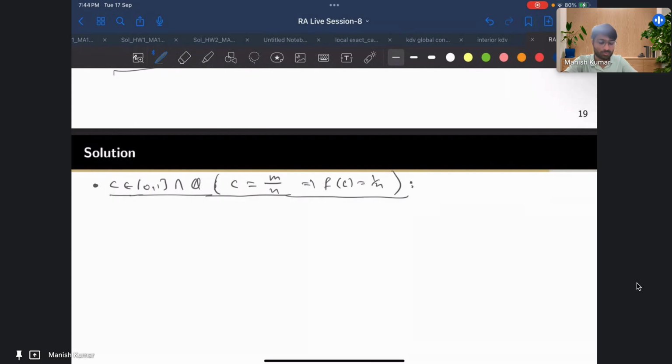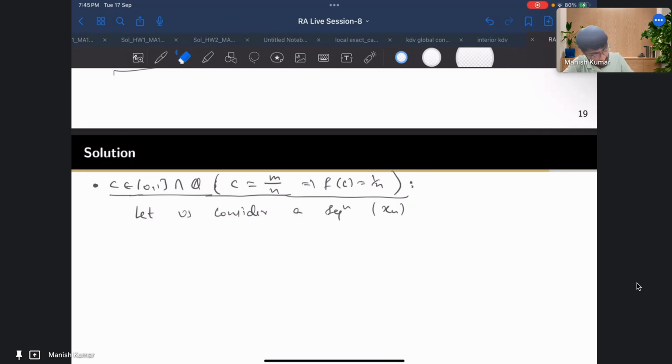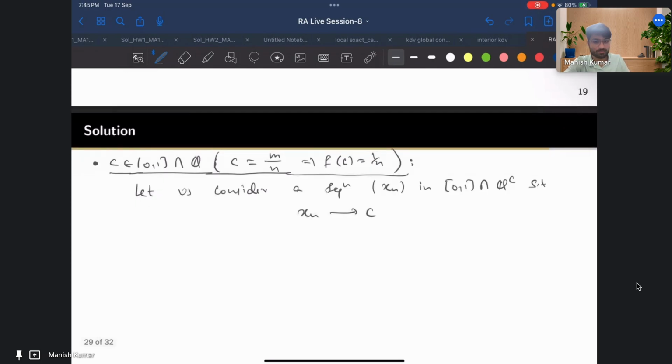So how do we prove it? Since c is in (0, 1) intersection Q, let us consider a sequence xn in (0, 1) intersection irrationals. So I'll take irrational points such that this xn converges to c. This I can choose by the density property.